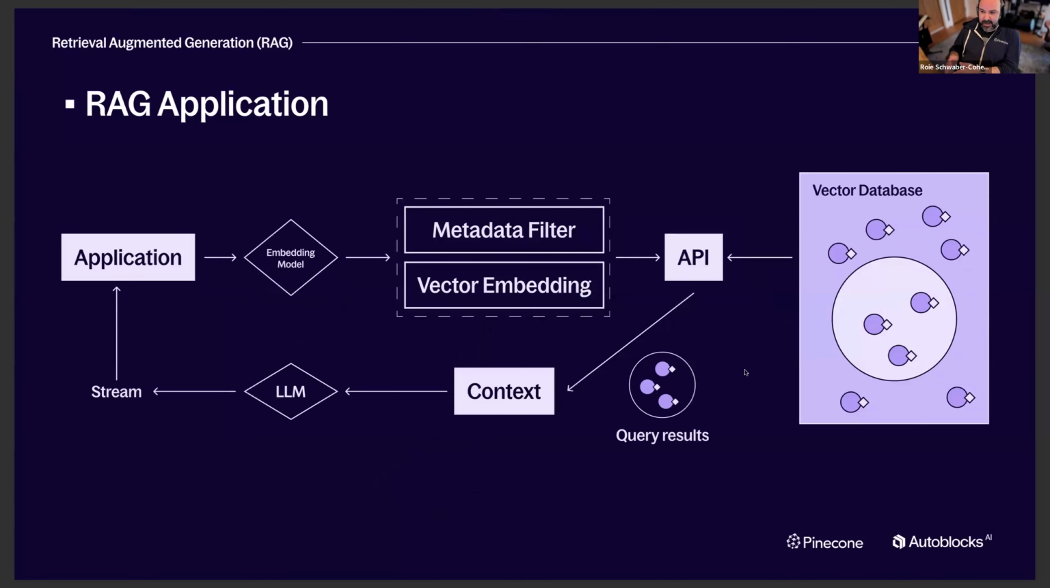We use the API again to retrieve documents and results from the vector database. We take the query results, we stuff them in the context, and then we send that context back to the LLM to answer the user's question, and then that goes back into the application via a stream for the most part.